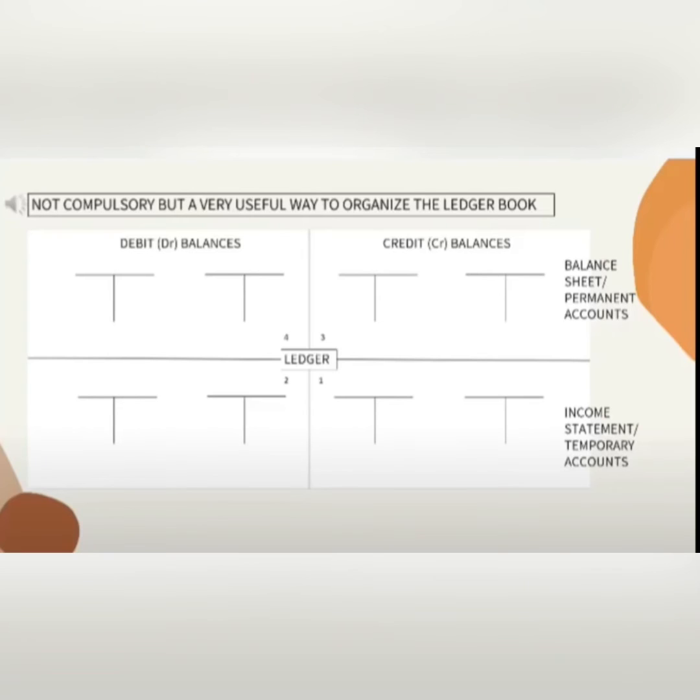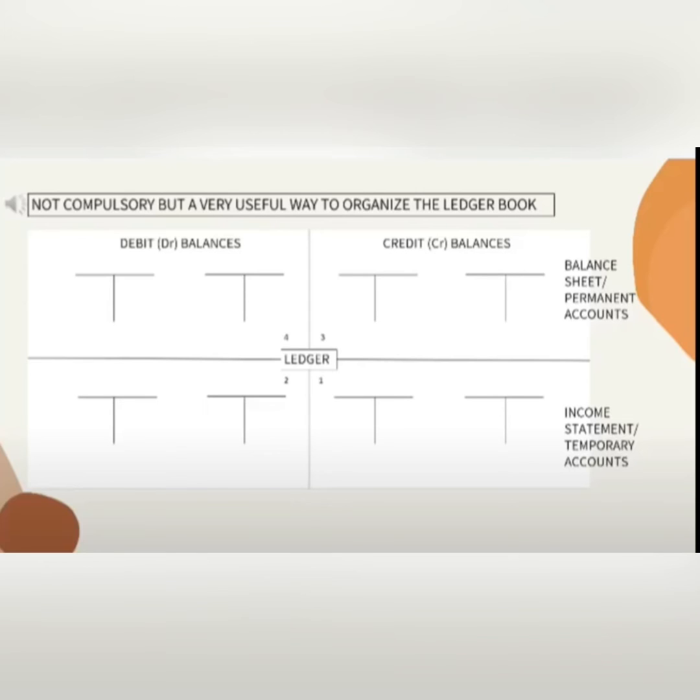Here we can find a not compulsory but very useful way to organize the ledger book. If we divided the paper in two halves, leaving two columns, one on the left side and the other on the right side, we would put the debit balances on the left side and the credit ones on the right side. Then, if we divided the paper once more in two halves, but this time leaving top and bottom sides, we would put the temporary accounts on the bottom part and the permanent ones on the upper side.